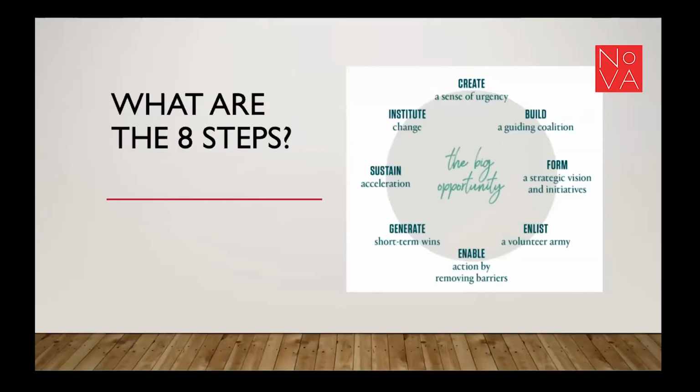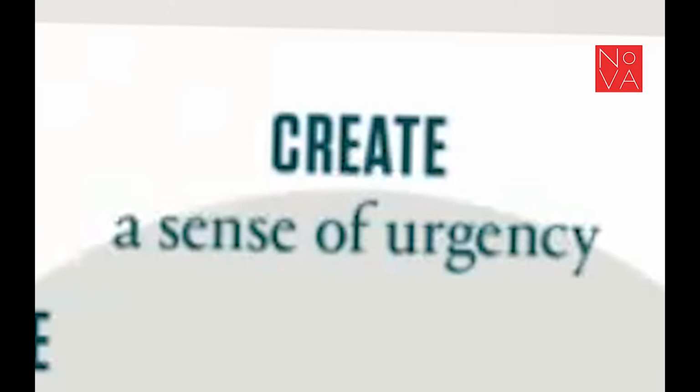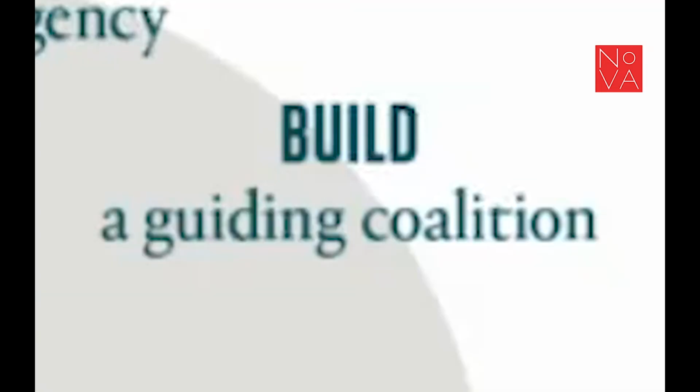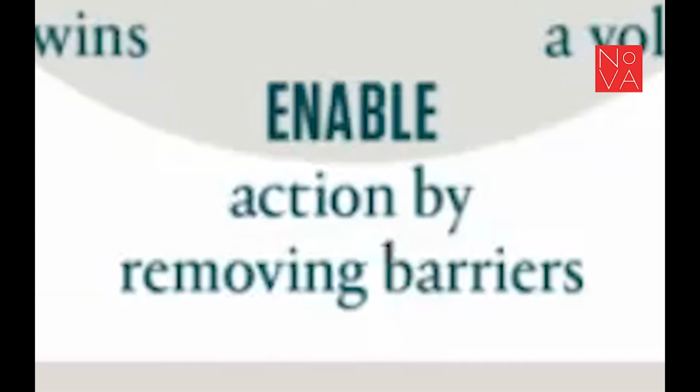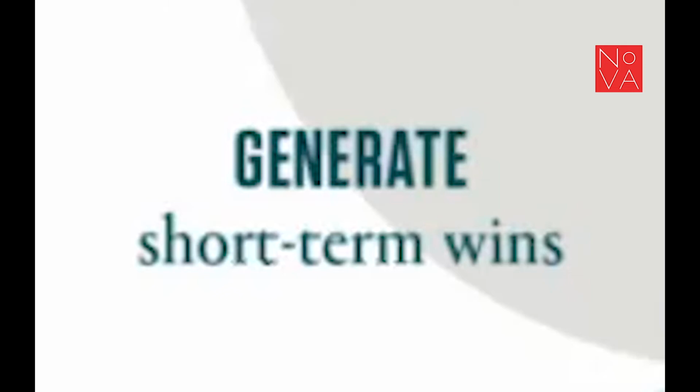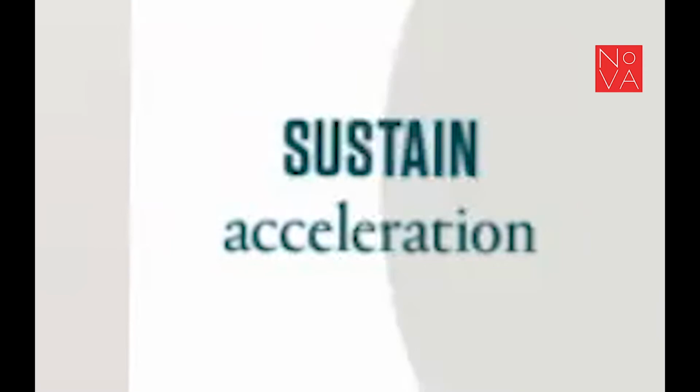So, what are the 8 steps? First and foremost, let's get down to brass tacks. So the 8 steps are as follows. Create a sense of urgency, build a guiding coalition, form the strategic vision and initiatives, enlist a volunteer army, so to speak, get people on your team, remove barriers so that people can take action, generate a lot of short-term wins, small wins, whatever you want to call it. Sustain acceleration, meaning keep up the momentum, right? Keep it going. Don't stop, keep going.